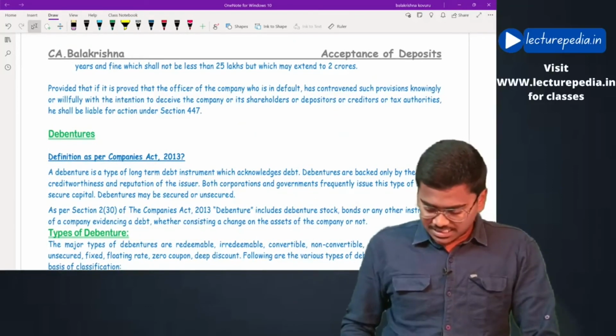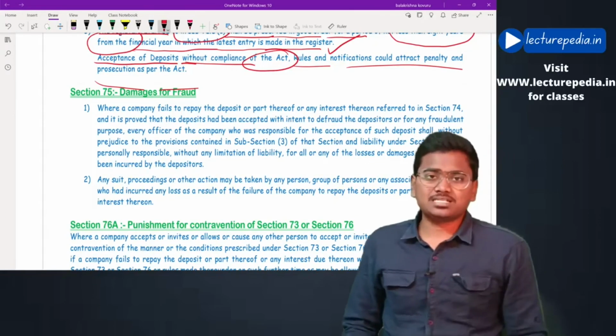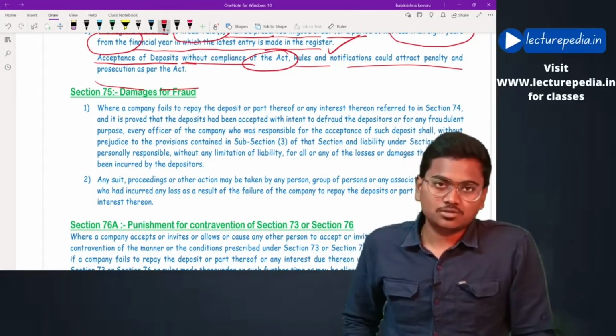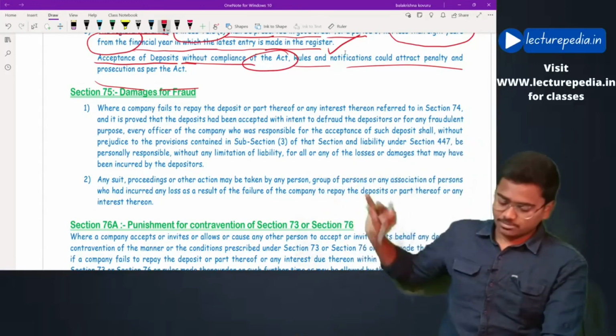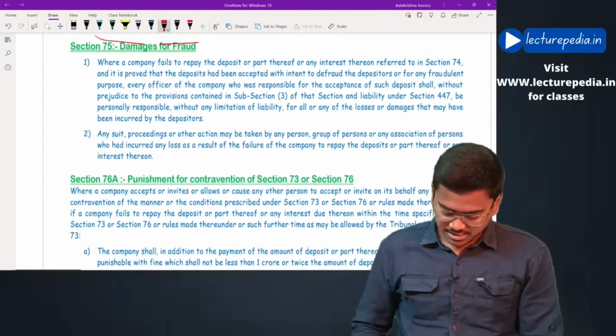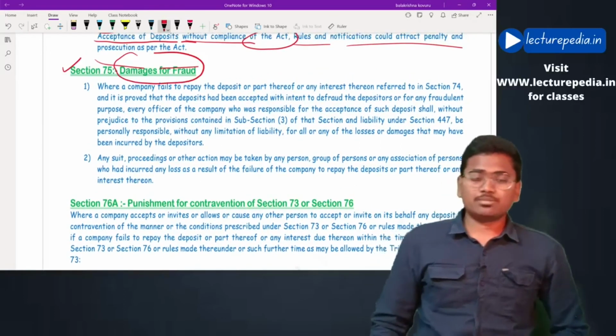After that we will be discussing the types of debentures. 2 small sections related to penalties. There will be nothing to be explained in those penalties. Section number 75, section number 76 here. See, damages for fraud. Basically this is related to section number 74.